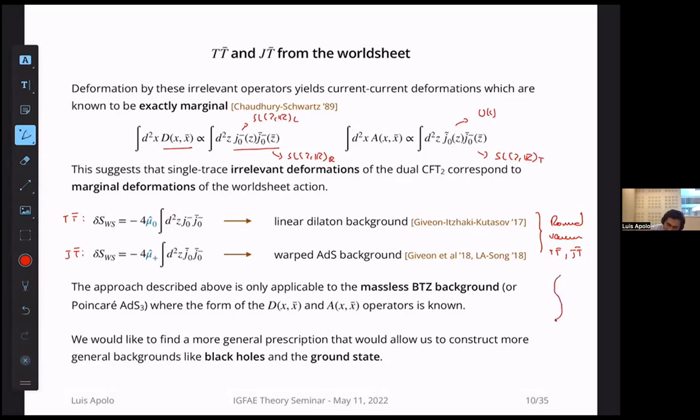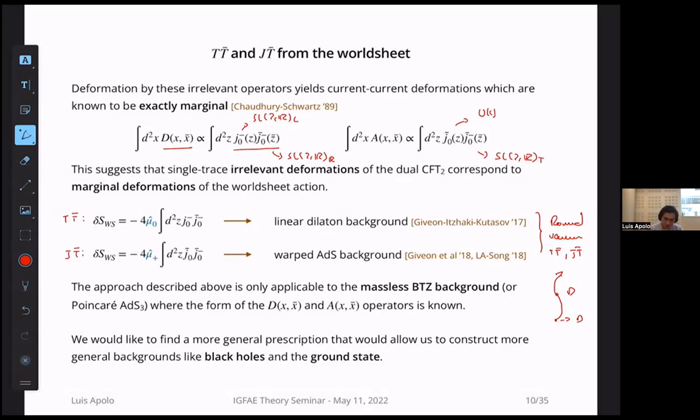So as you flow, as you deform the theory, you need to find the operators along the flow. And in these cases above, we only found them at the origin in some sense. So it's not clear to me how one defines these operators along the flow.